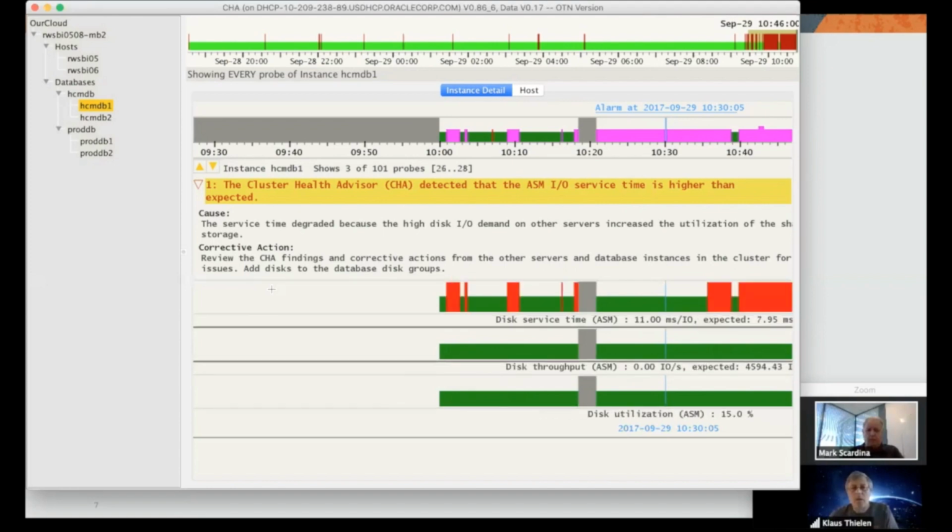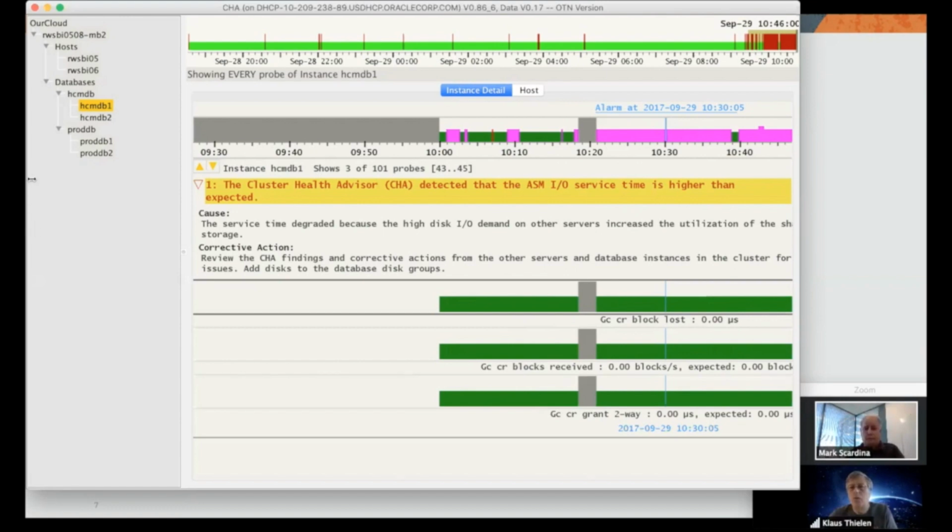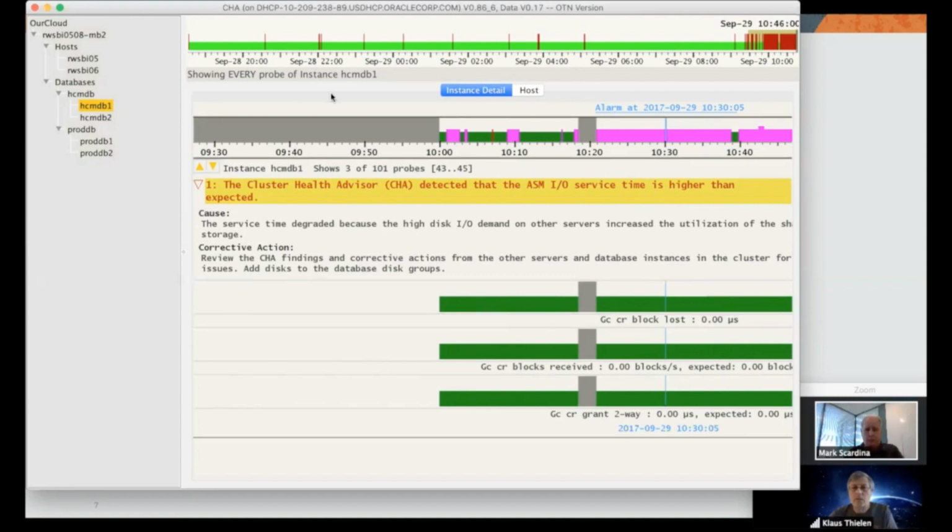So we're seeing here the service time. Yes, and this is the other thing: we also have information from the host and from the database, correlated in the database model. Okay. All right. Anything else you want to highlight at this time? Not this time. Okay. All right.